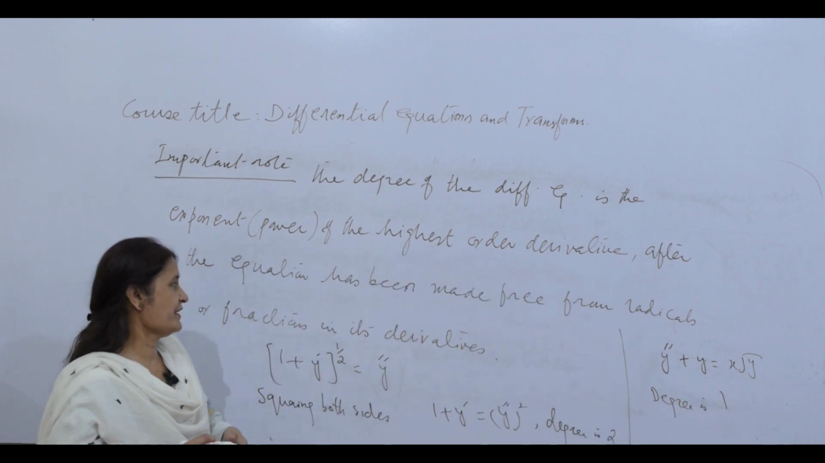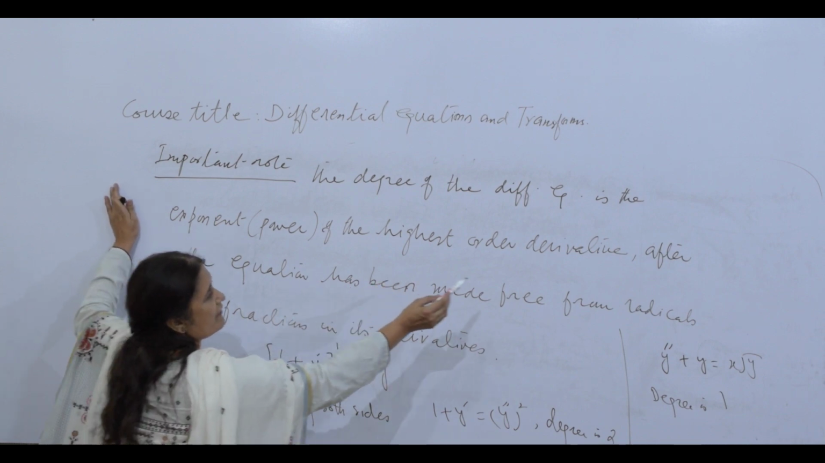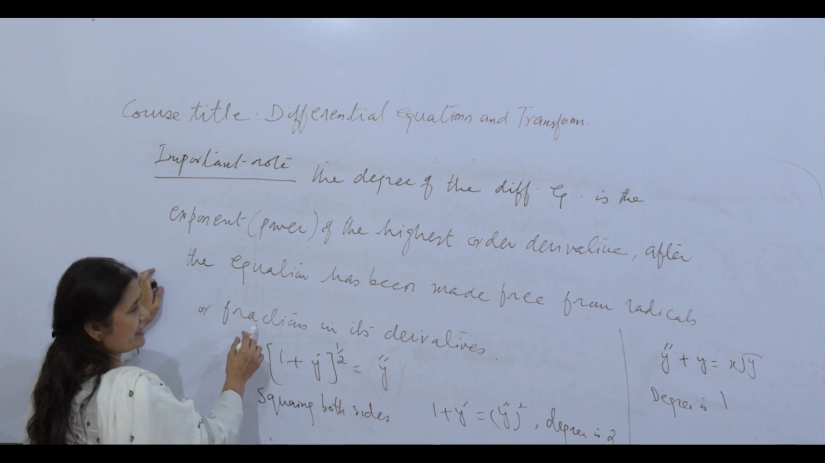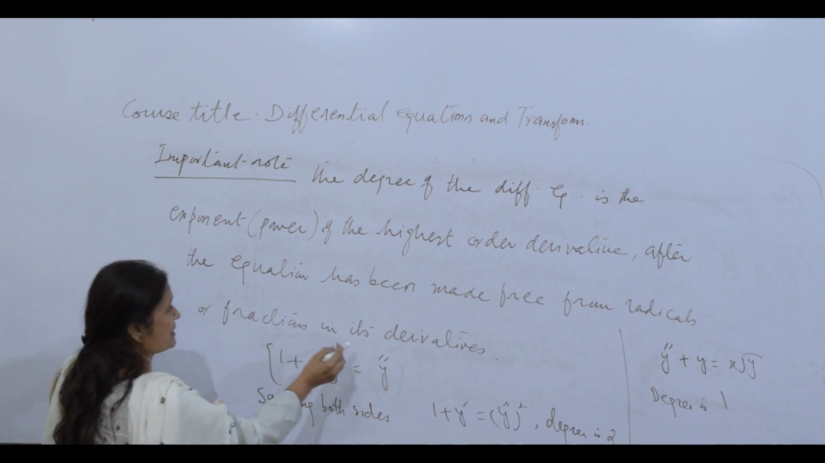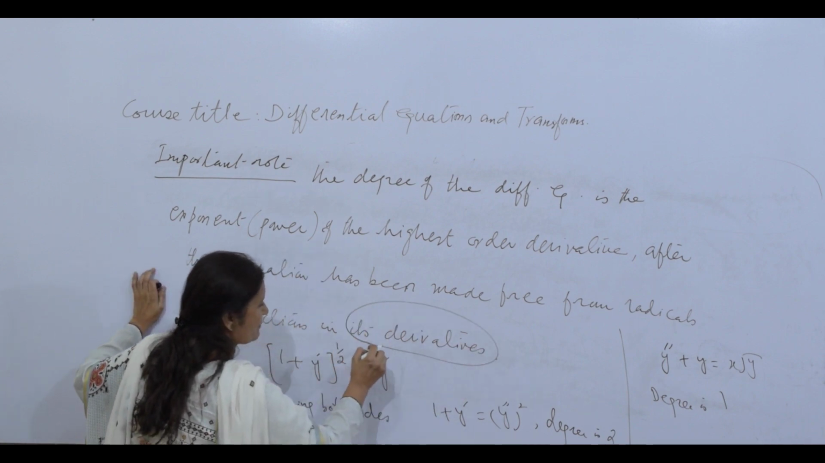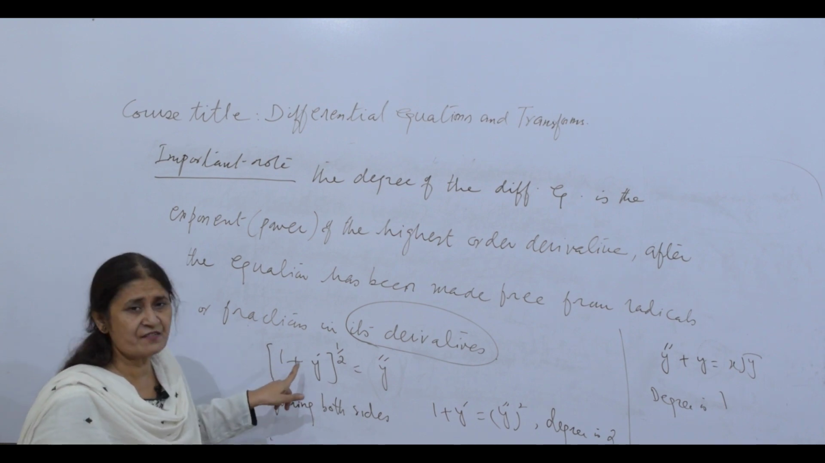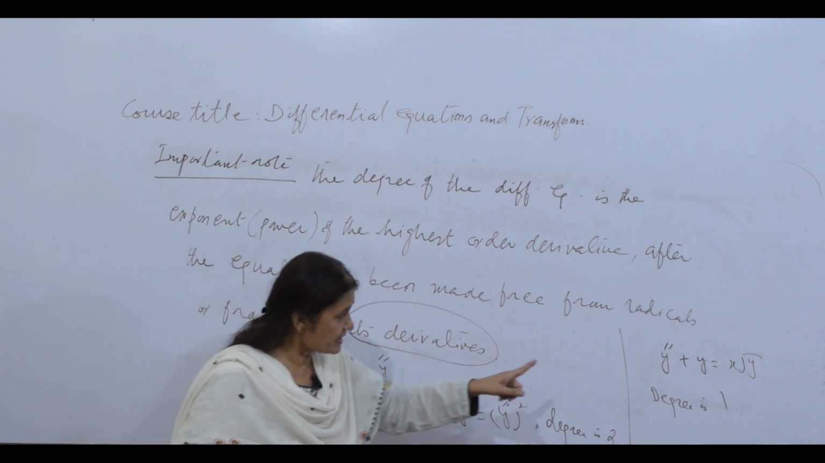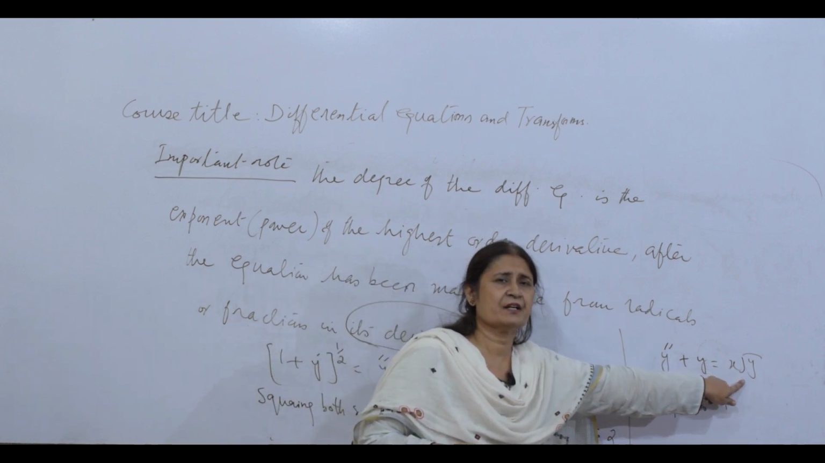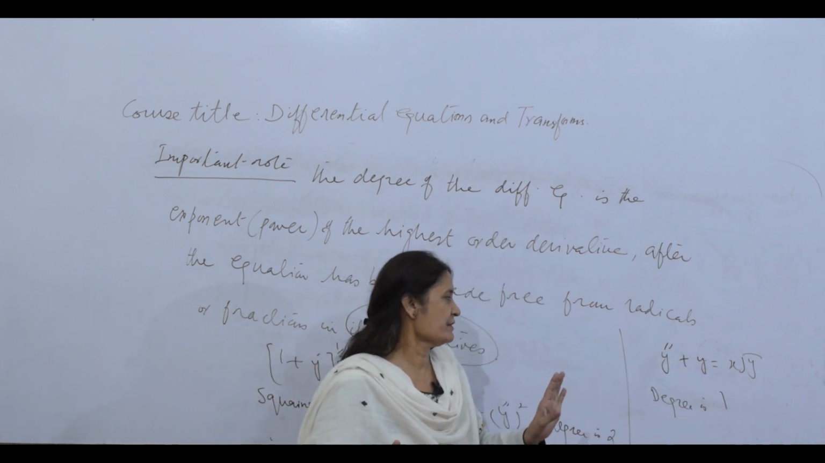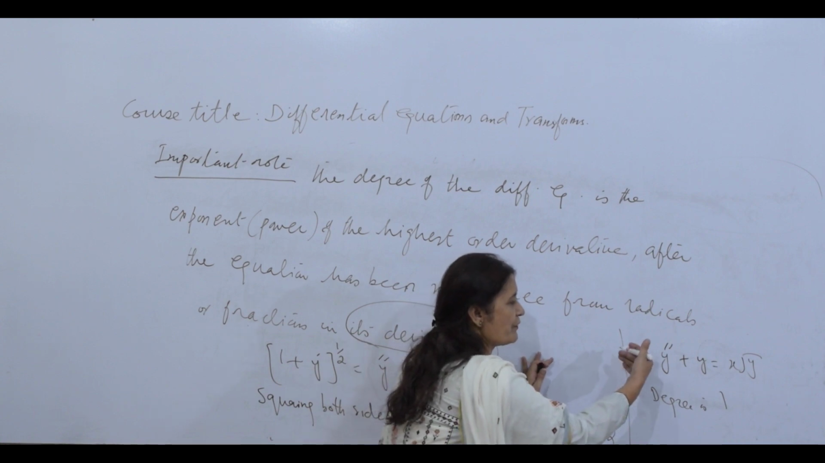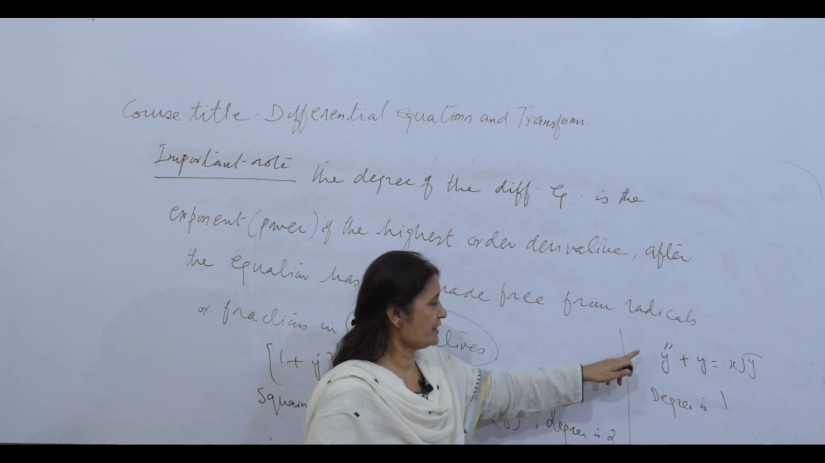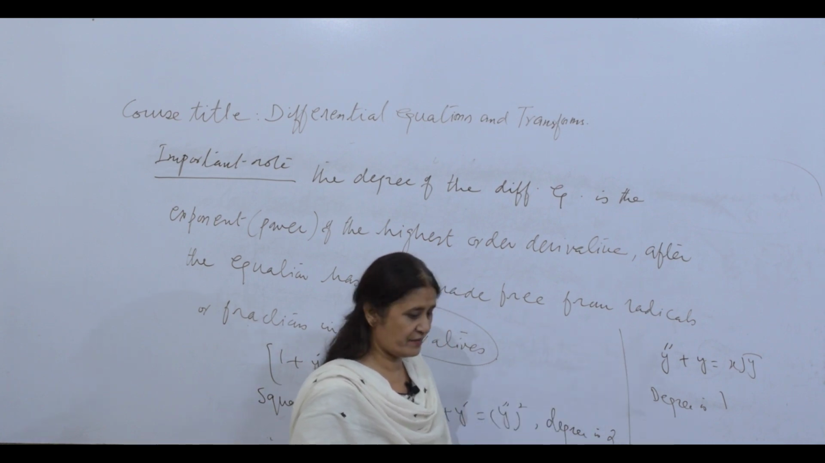So see the difference. After the equation has been made free from radicals or fractions, look, this is important: if the derivatives are under the radical sign, you have to remove it. But since the dependent variable is under the radical sign, do not remove it. So you can straight away write down the degree. The degree is 1 this time, the exponent of the highest order derivative.